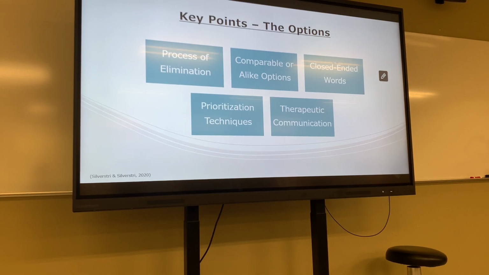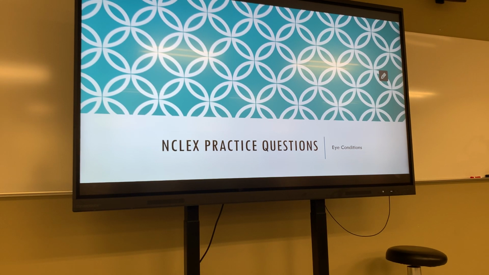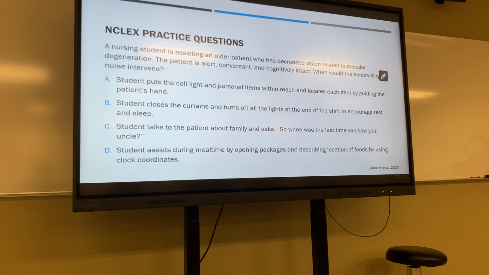So with our brief test taking strategies, now let's do some practice. So you guys have these questions. You may see some of these questions again. Hint, okay? So I wanna make sure you understand these. These are for all eye conditions. So the first one should be a nursing student. Is that your first one? Yeah. Okay. A nursing student is assisting an older patient who has decreased vision related to macular degeneration. The patient is alert, conversing, and cognitively intact. When would the supervising nurse intervene? So look at the options, take a minute, and let me know what you come up with.